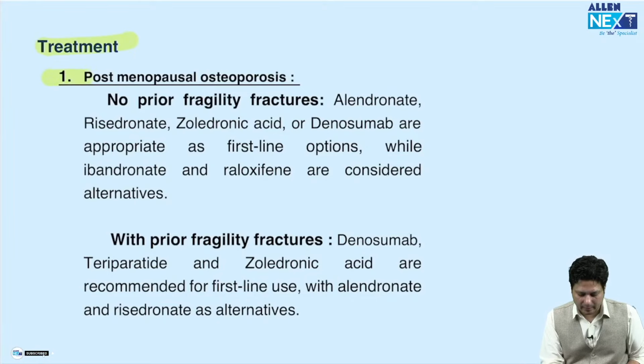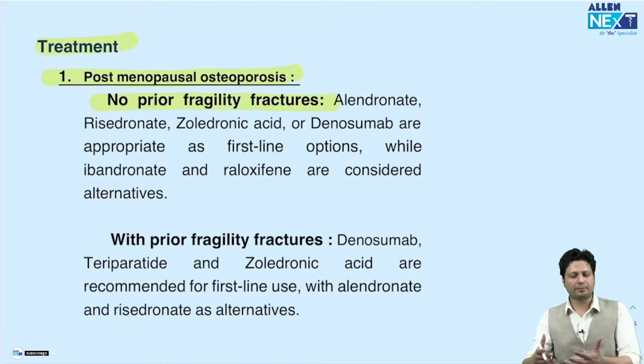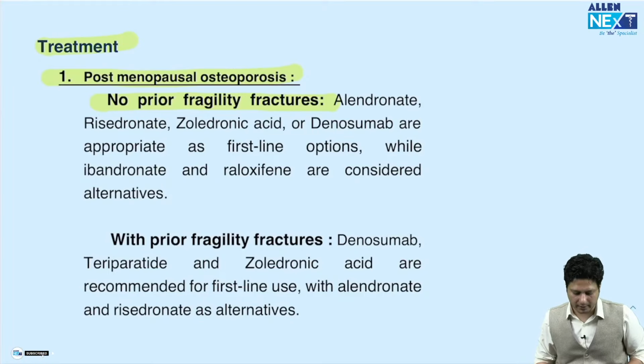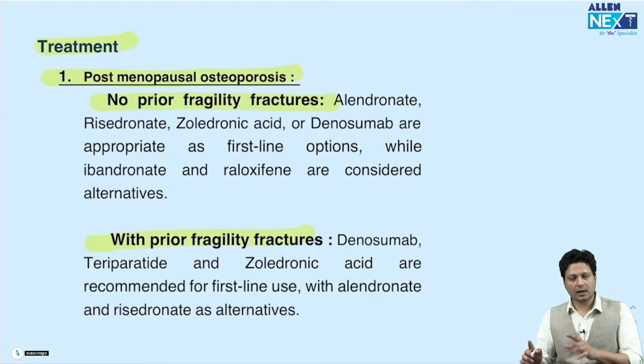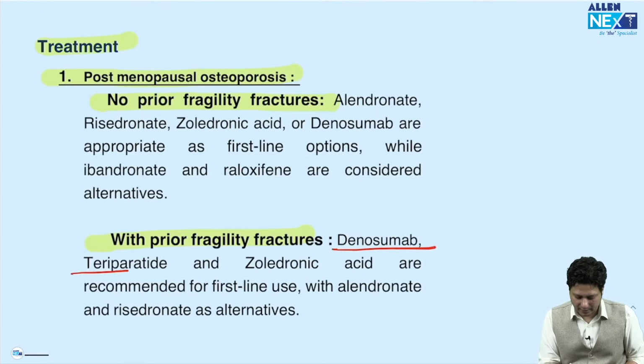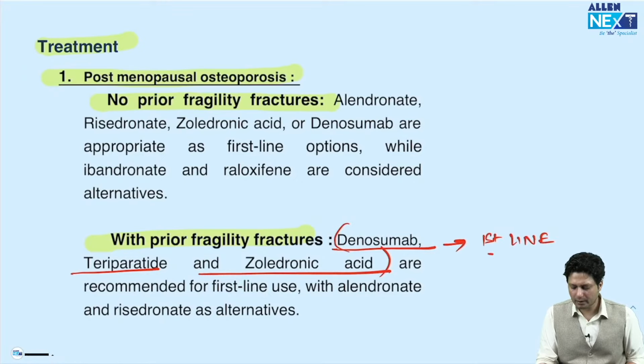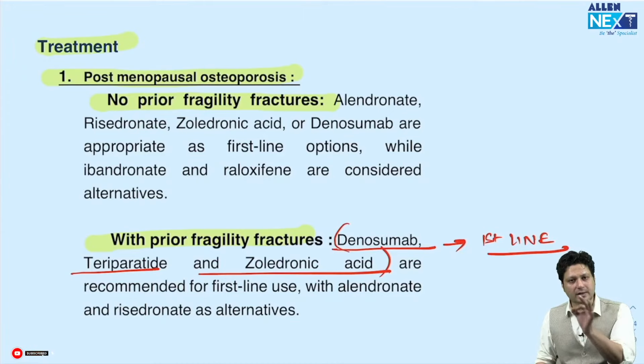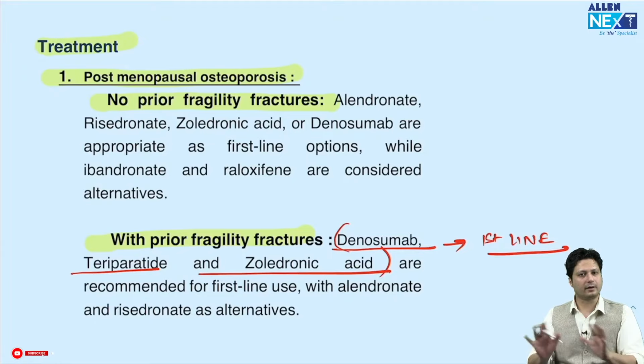So, for the treatment of postmenopausal osteoporosis, where there is no fragility fracture, then simple oral bisphosphonates are to be given along with the supplements in the form of calcium and vitamin D. But on the other hand, if the patient is having a prior fragility fracture, then the first line drugs are going to be parenteral bisphosphonates. So, like denosumab, teriparatide, zoledronic acid, these are the first line of drugs to be used in case the patient is also having a fracture due to osteoporosis. That is the difference.